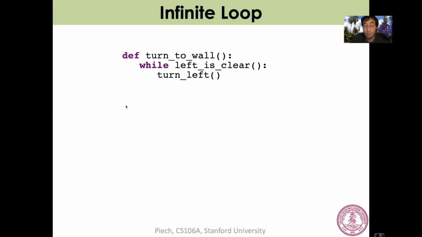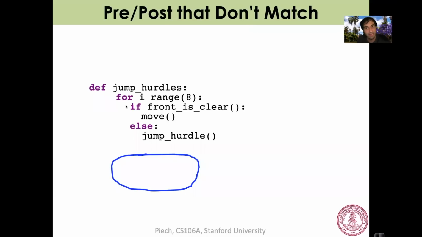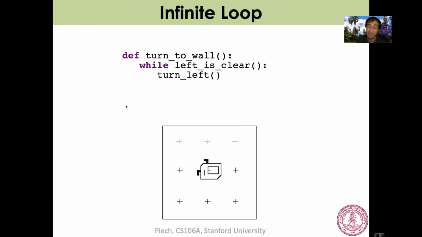An infinite loop is a loop that never ends. So you hit a loop and you can never get out of it. Here's an example. Carol is about to hit this loop called while left is clear, turn left. Is the left clear? Yeah, left is clear, turn left. Is left clear? Yeah, left is clear, turn left. Is left clear? Yeah. And this never ends. Carol will never exit this loop. We call this an infinite loop and you want to avoid them. Anytime you enter a loop, think about how you're going to get out of it.